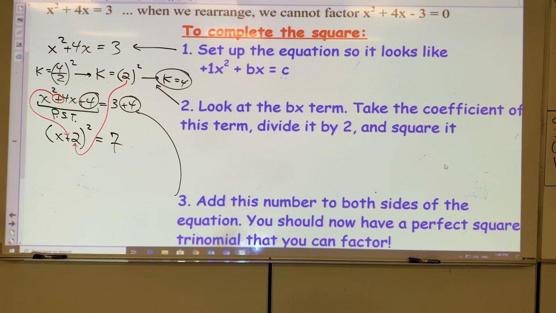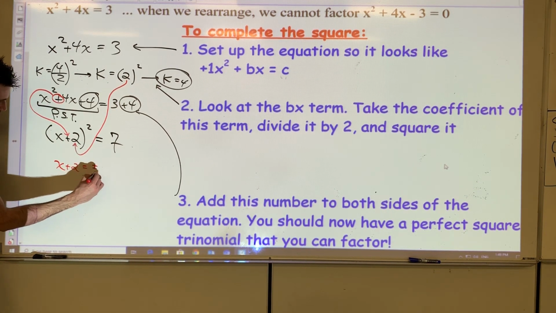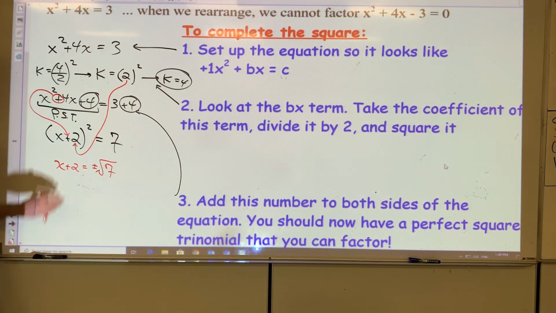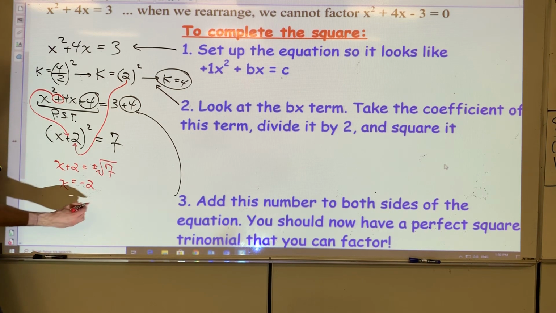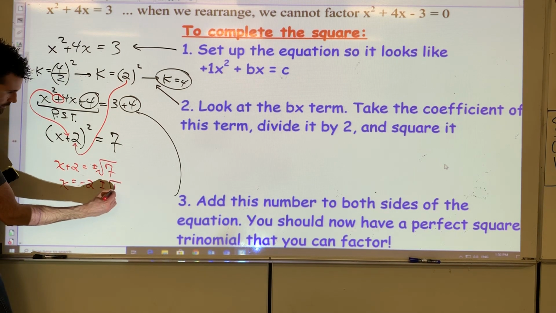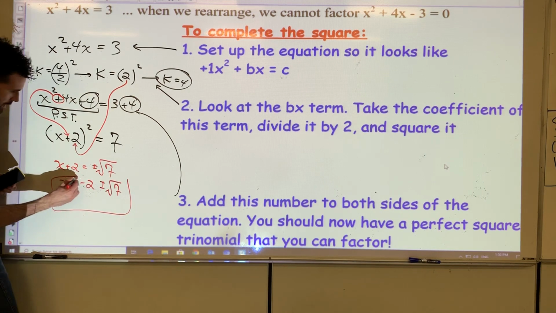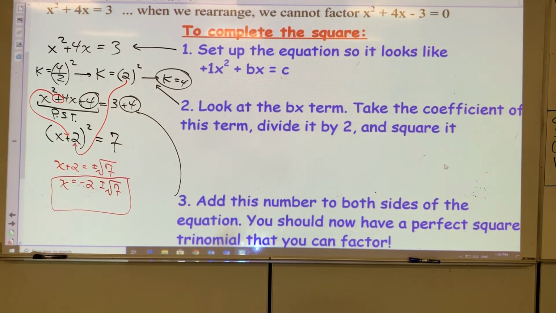Okay? So here's your 3-step process. After that, you just have to solve it. Right? So we can square root both sides. And we would get x plus 2 equals plus or minus square root 7. Right? Square root this, square root that. Don't forget the plus or minus. Subtract 2 from both sides. And you get x equals negative 2 plus or minus the square root of 7, and you now have your x-intercepts. That's completing the square.